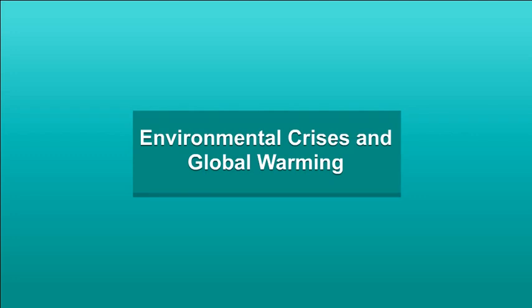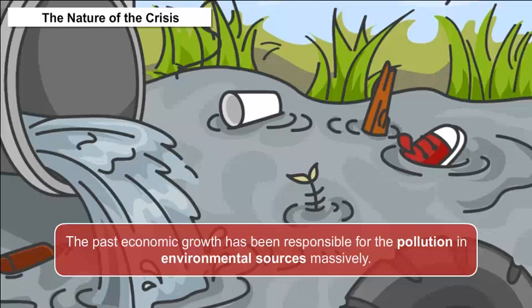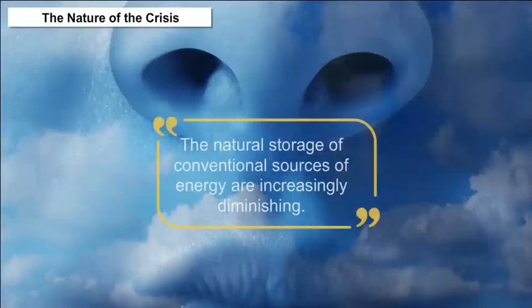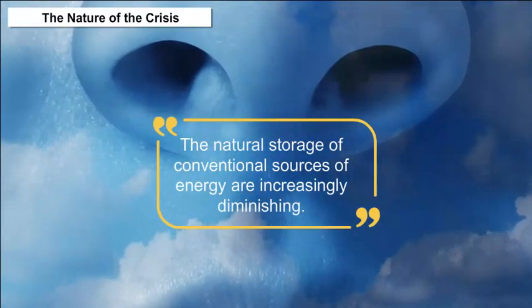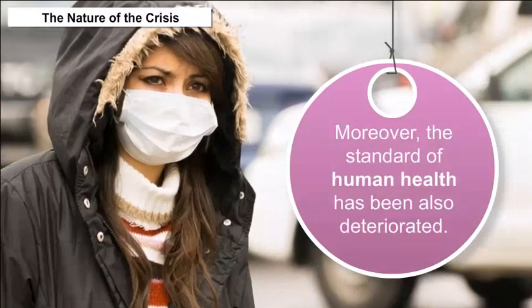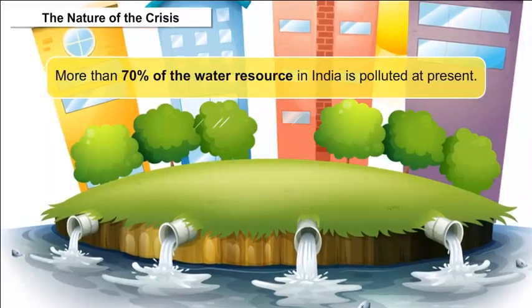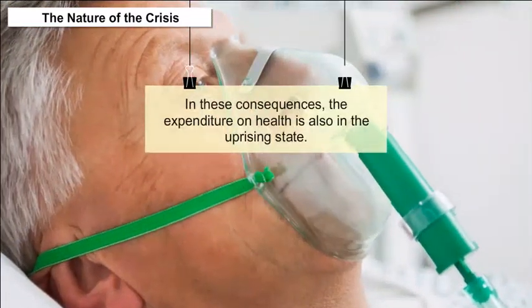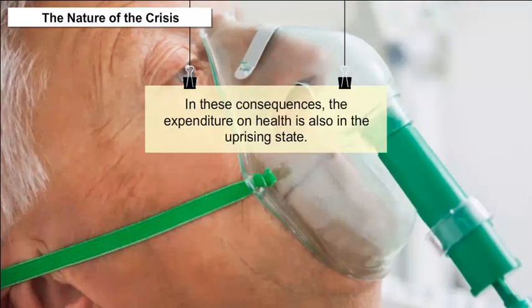Environmental crisis and global warming. The past economic growth has been responsible for massive pollution of environmental sources. The natural storage of conventional sources of energy is increasingly diminishing. Moreover, the standard of human health has also deteriorated. More than 70% of the water resources in India are polluted at present. As a consequence, the expenditure on health is also on the rise.